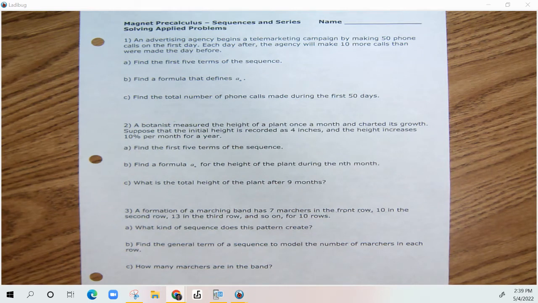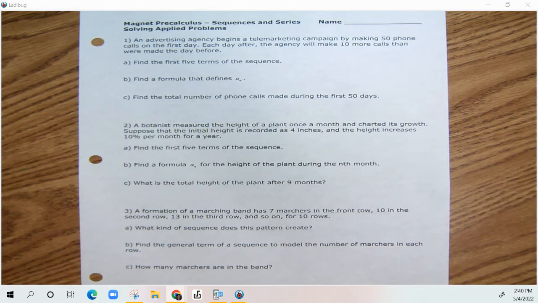Okay, so now that we have reviewed arithmetic and geometric sequences and series, and then talked about what to do if it is a sequence or a series and it's a non-arithmetic or geometric pattern, now we just want to talk about some application problems with sequences and series.